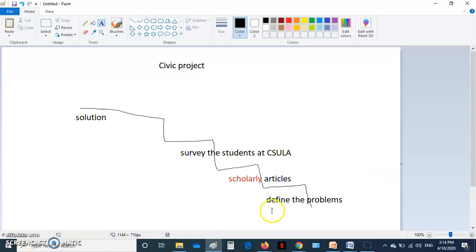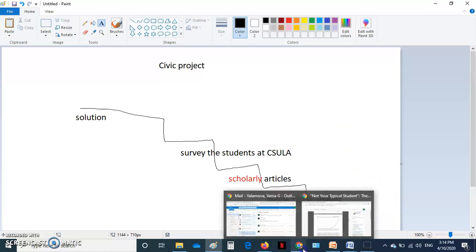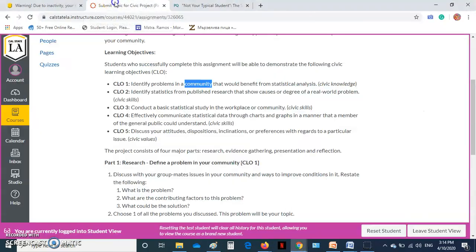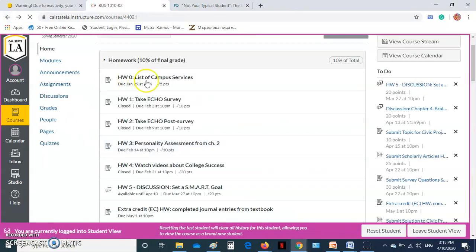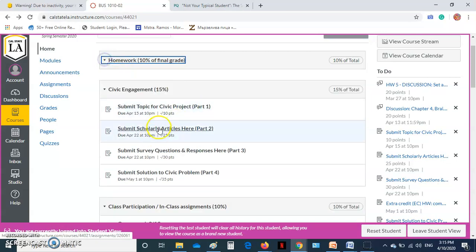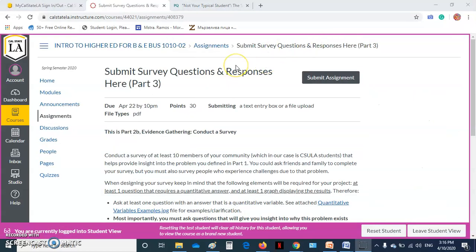And I have the detailed instructions for this in Canvas. Let me go back. Here you will see the instructions for the scholarly articles. I went over them. And here are the instructions for the survey. Both the scholarly articles and the survey are due on the same day at the same time. So you have two things due. And I did it this way because you can do both simultaneously.